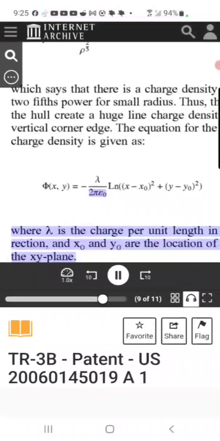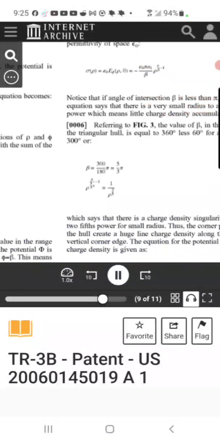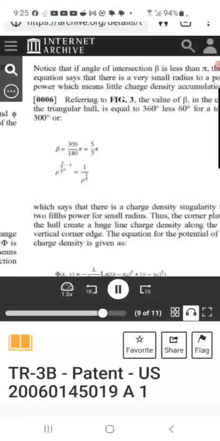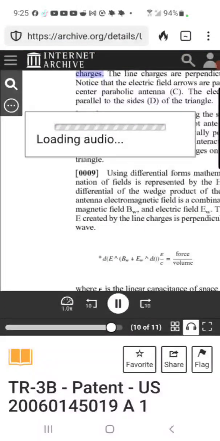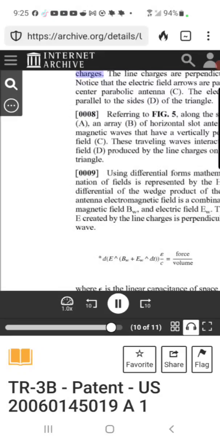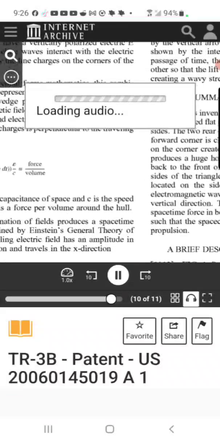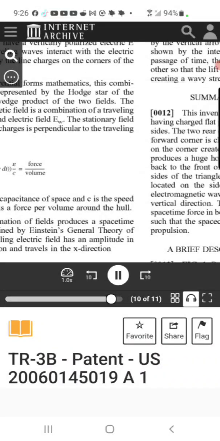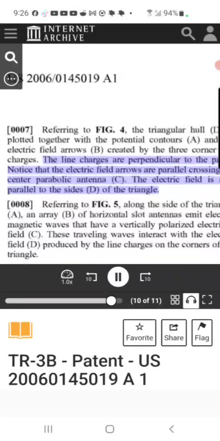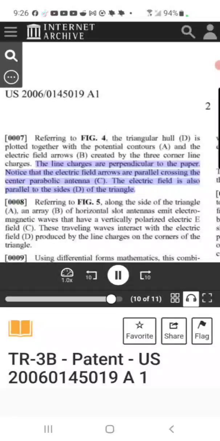where λ is the charge per unit length in the vertical z direction, and x0 and y0 are the location of the line charge in the z plane. [0007] Referring to Fig. 4, the triangular hull D is plotted together with the potential contours A and the electric field arrows B, created by the three corner line charges. The line charges are perpendicular to the paper. Notice that the electric field arrows are parallel, crossing the center parabolic antenna C. The electric field is also parallel to the sides D of the triangle.